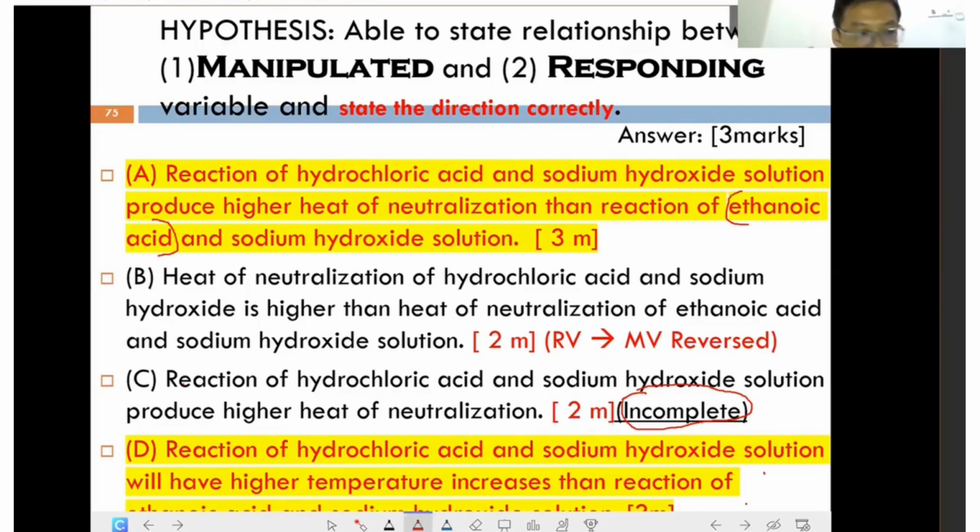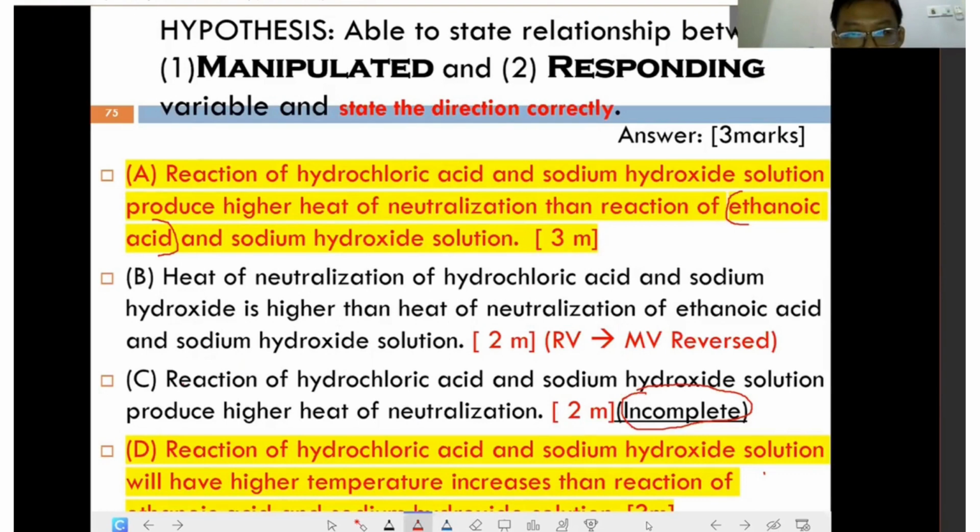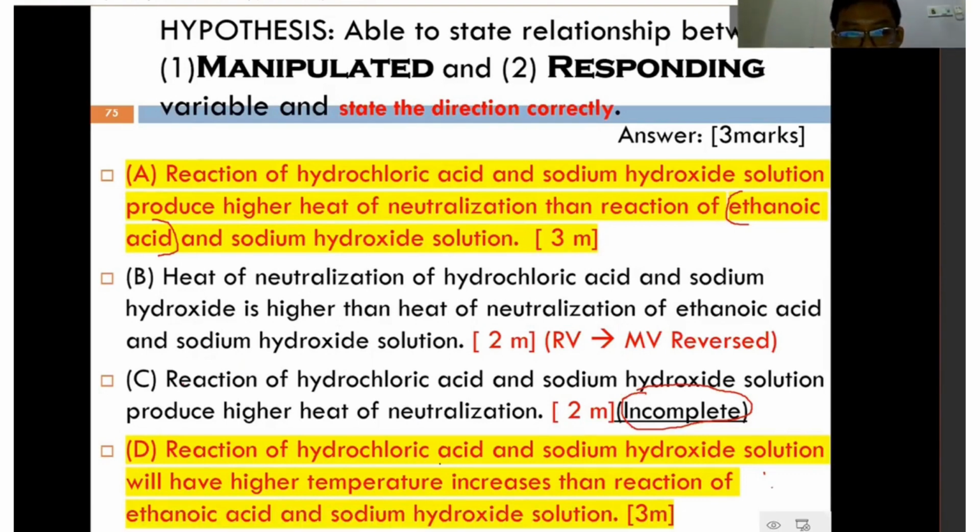How can D also be good? D is also good. You see, our friends chose D, Yong Hui Jing and Lavina, very good. Jia Hui also. Yong Jia Hui, D is actually very good. It says the reaction of the hydrochloric acid and the sodium hydroxide has a higher temperature increase. Actually, this one considers RV. Higher temperature means the heat of neutralization is higher, same meaning. So you have RV, you have MV. Why can't you get 3 marks? Sure, you can get 3 marks. Be careful. Small thing, but it can be a trap. Very dangerous.